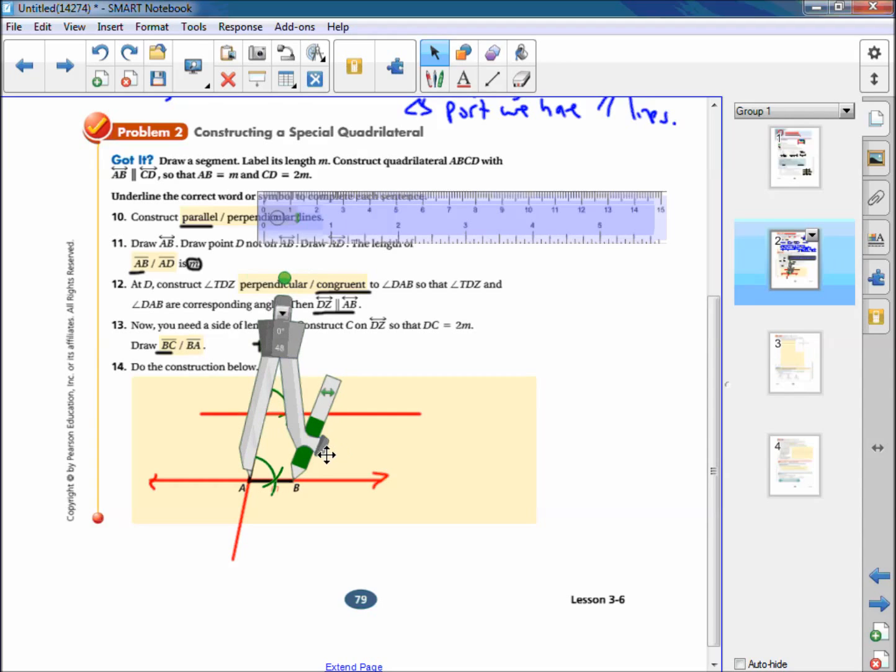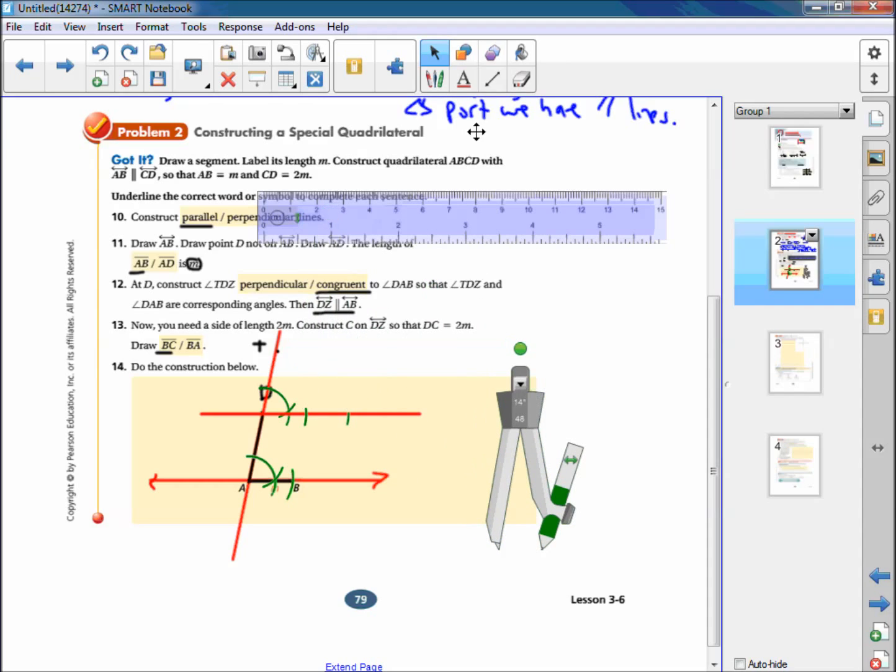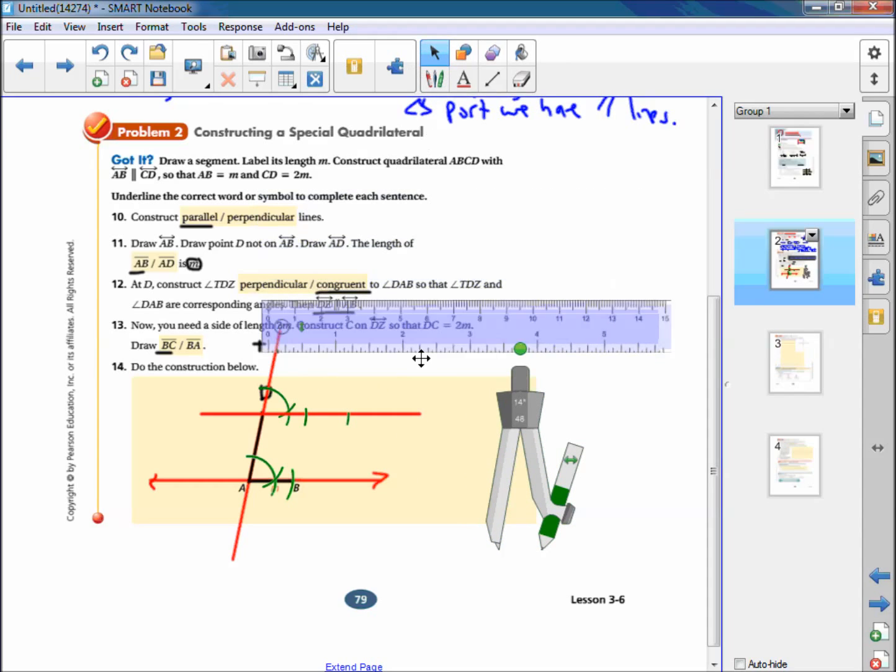All right, so I measure AB's length, mark it so I know what it is, and then without changing my compass, I'll measure AB once. Now that has the same length of M, but I want it to be twice M, so without changing it, I'll move it out here and measure one more time. And now I'm ready to connect my whole quadrilateral.